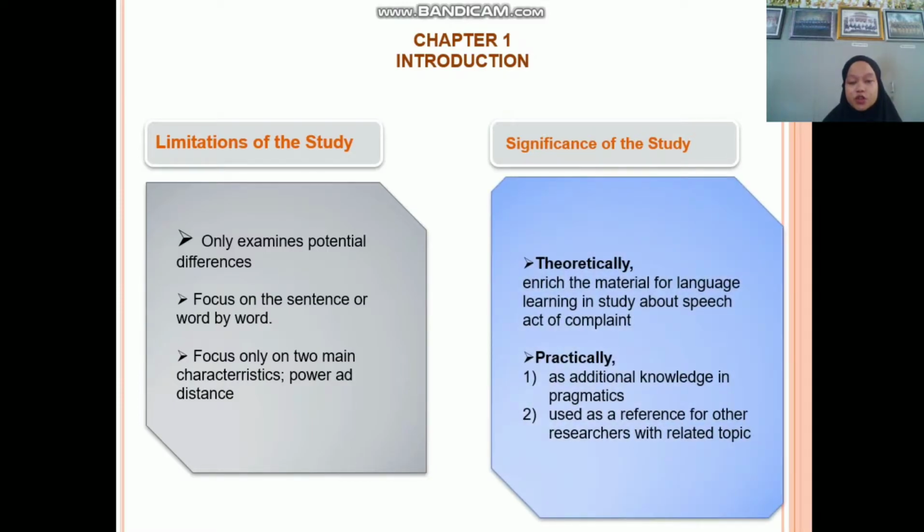As the researcher, I expect the research will enrich the material for language learning in the study of speech act of complaint, and serve as additional knowledge in pragmatics, or maybe be used as a reference for other researchers with related topics.